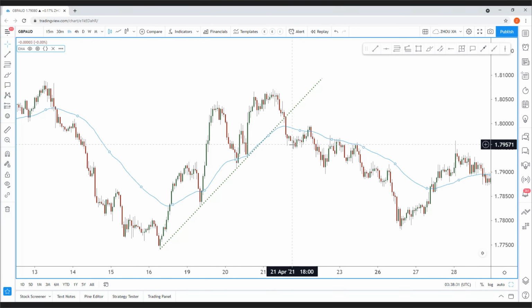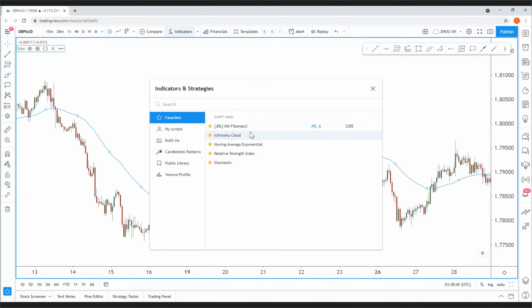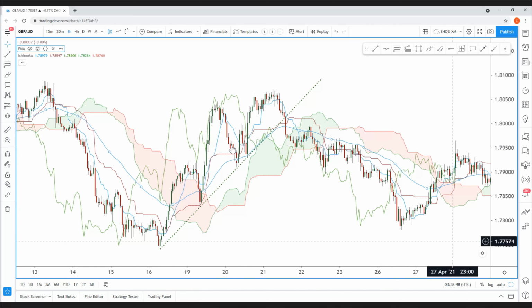So how does the Ichimoku cloud help in this? When I look at the breaking of the trend line to confirm that the trend has been broken, I can open my Ichimoku cloud, because like I said, the Ichimoku cloud can be used to look for breakouts. So I open my Ichimoku cloud, and wow, it's so complicated, and there are so many components to it.